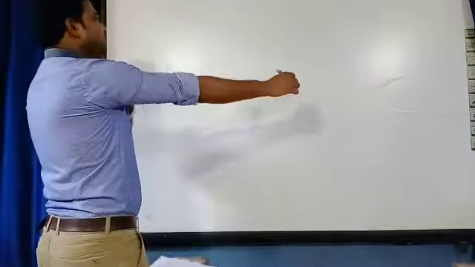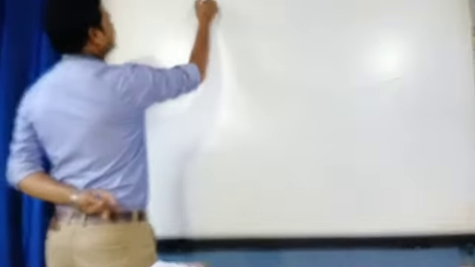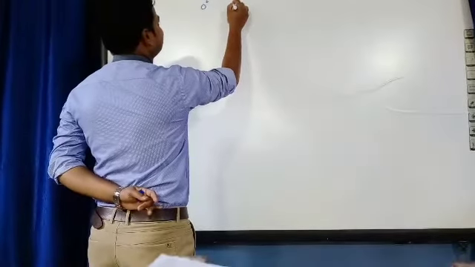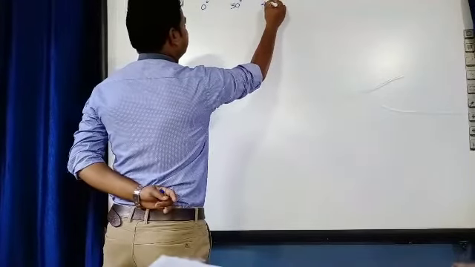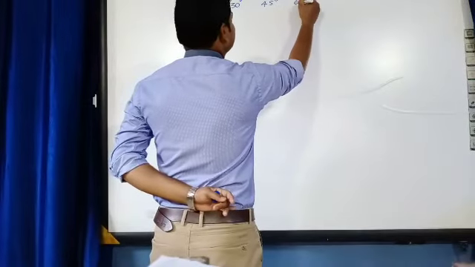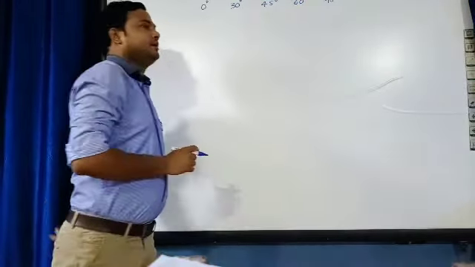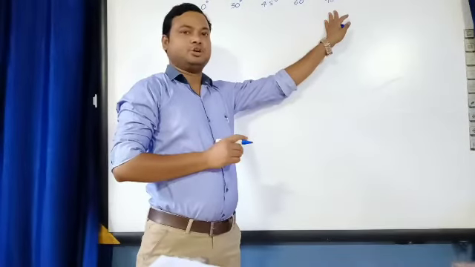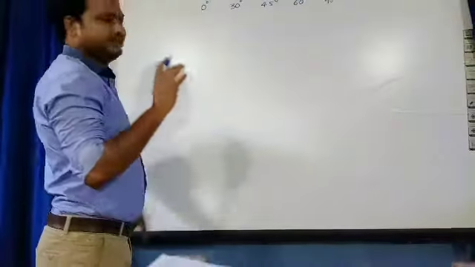So we know how many angles we have studied: 0 degree, then 30 degree, then 45 degree, then 60 degree and 90. The values of these 5 angles we solved in the previous class geometrically. Now look, here is a trick.